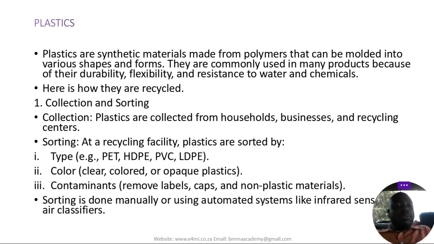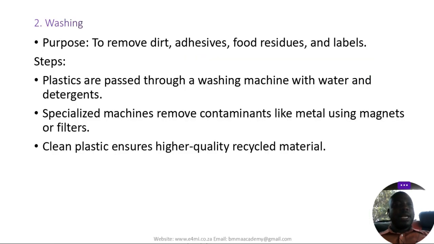We also have to sort them according to the amount of contaminants that are in there. First of all, remove the labels, remove the caps and the non-plastic materials that you can find, whether they are metals or paper. They are also not going to help us when we are melting the plastic in order to make new ones out of them. Sorting is done manually or using automated systems like infrared sensors or air classifiers. They're the ones that can quickly gather the different materials under similar piles.